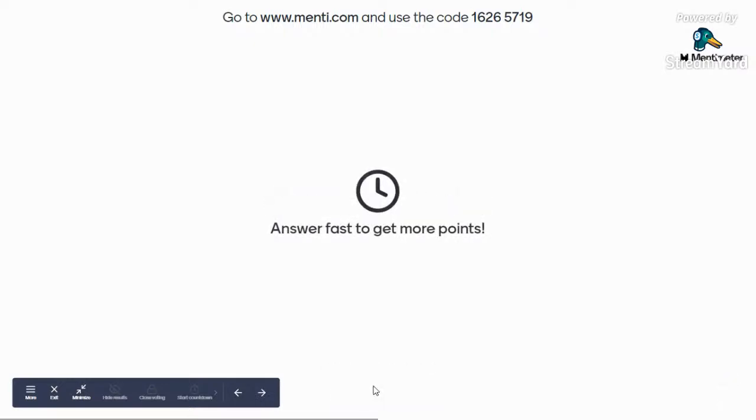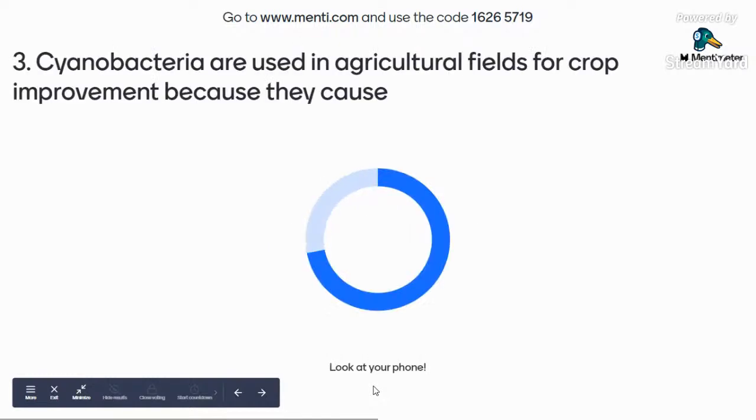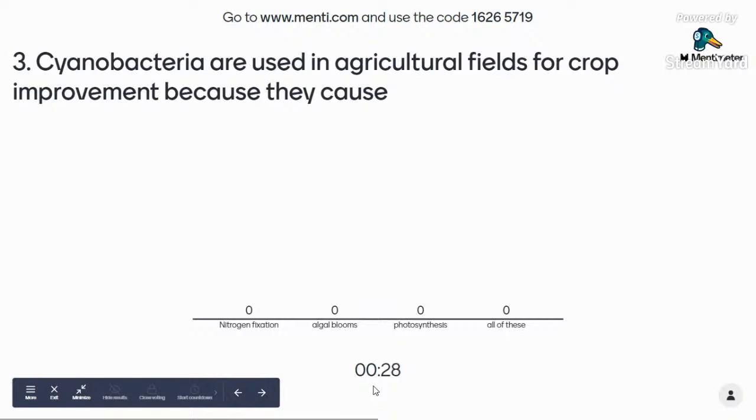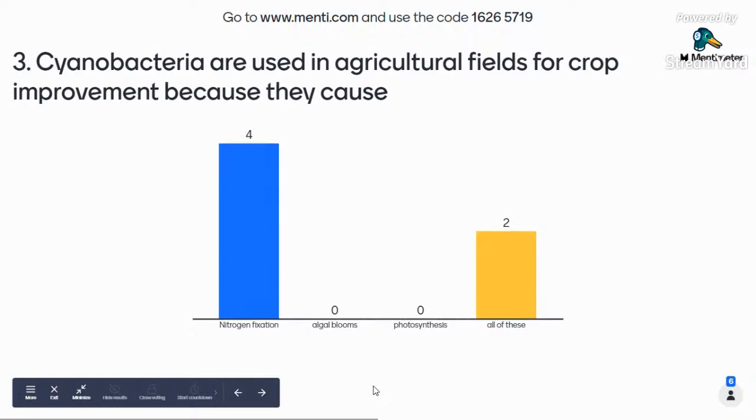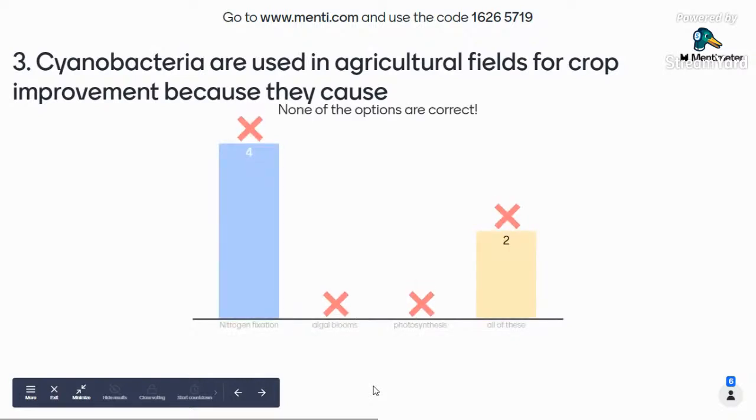Answer fast to get more points. Cyanobacteria is used in agricultural fields for crop improvement because they cause nitrogen fixation, algal blooms, photosynthesis, or all of these. We have just discussed it. All the options are wrong. Oh my god. It was an issue with Mentimeter. Very sorry for that. So let's move on with the next question.